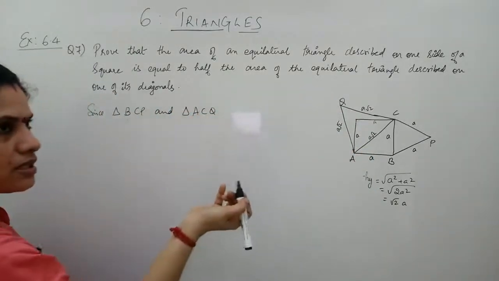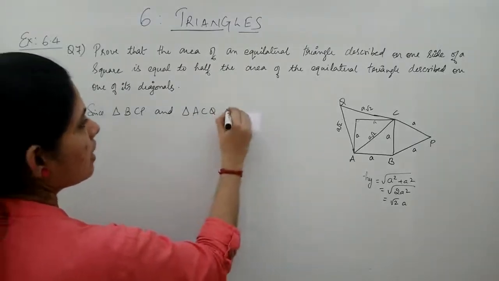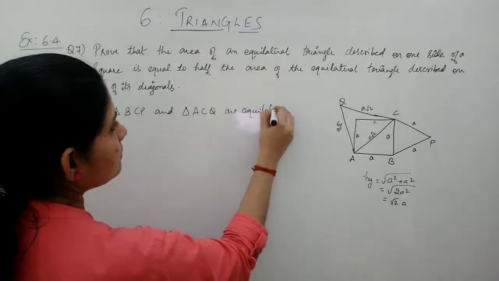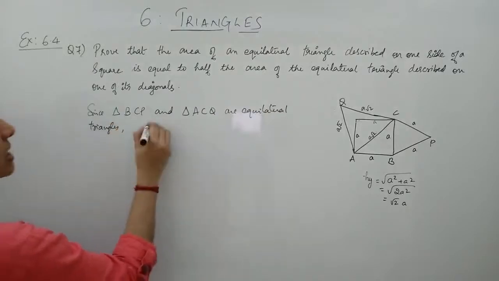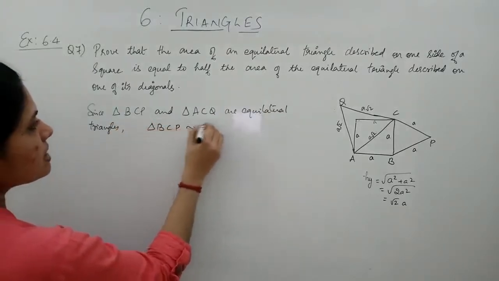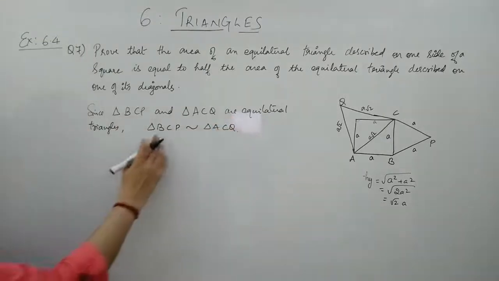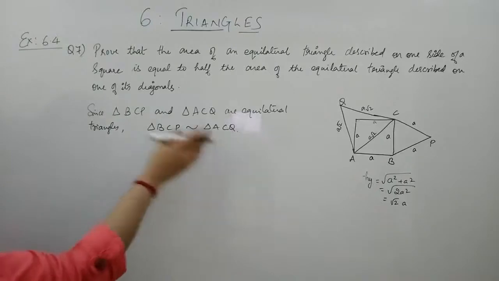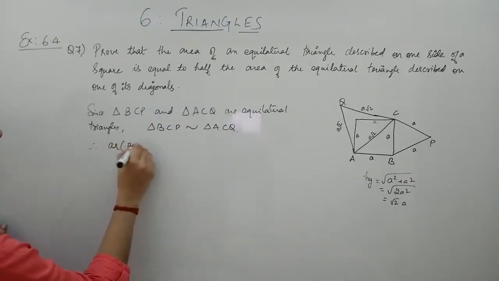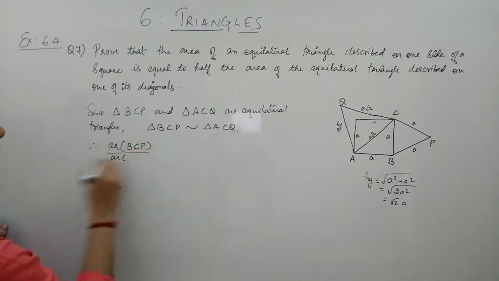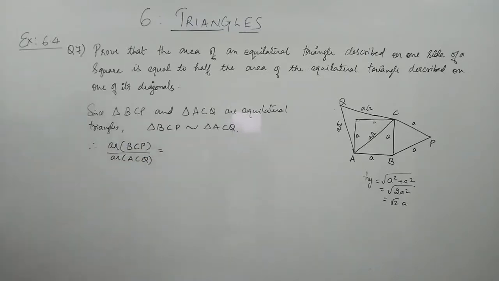Both are equilateral triangles, so they will be similar, right? So directly you can say, since the two triangles are equilateral triangles, they will be similar. That is, triangle BCP will be similar to triangle ACQ. Okay, so again, they are similar, which means you can apply that theorem, that is, area of BCP by area of ACQ will be equal to the corresponding sides ratio the whole square.